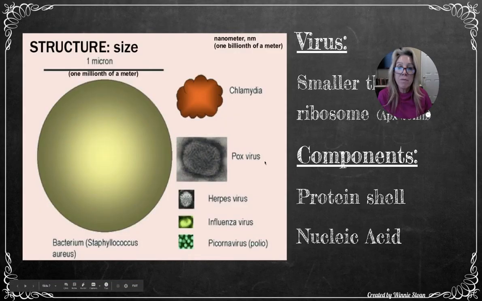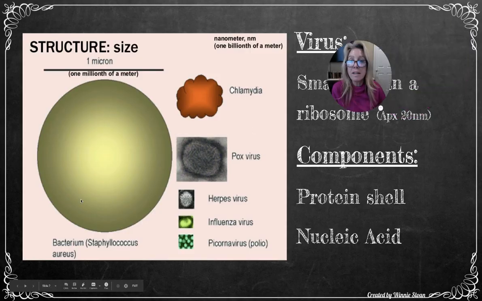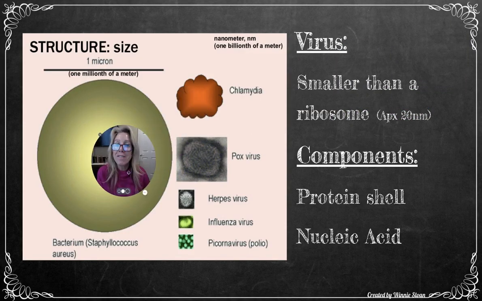And if we were looking at the size of them, they are smaller than a ribosome. Remember, a ribosome is a workbench for protein synthesis. And there's 2 components that they have. They have a protein shell for sure, and they have a nucleic acid. They may have some other things, but for sure, all viruses have a protein shell and a nucleic acid.